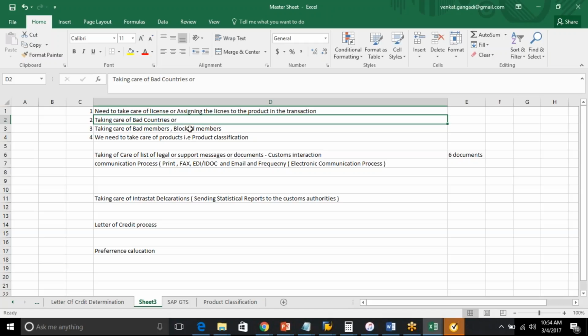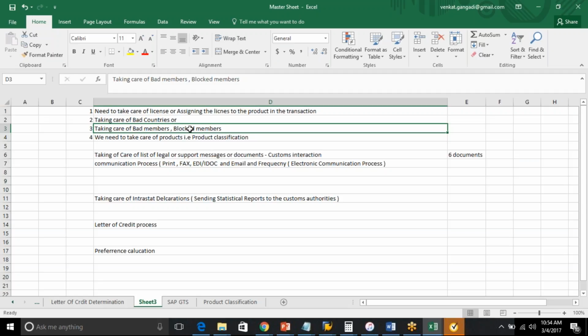And what is the third requirement which we discussed? Yes, partner. So taking care of the individual business partners. Actually, the correct terminology is taking care of the bad members. That means the requirement is like this.